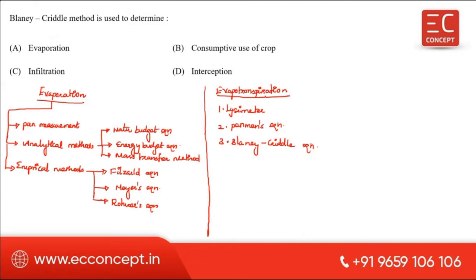Next is transpiration. Transpiration is calculated by using a phytometer. So from that we understood that the Blaney-Criddle method is used to determine evapotranspiration. Evapotranspiration is also called consumptive use. So the answer for this question is consumptive use.